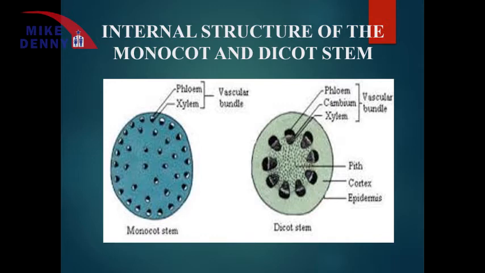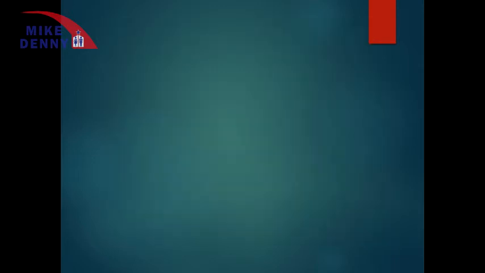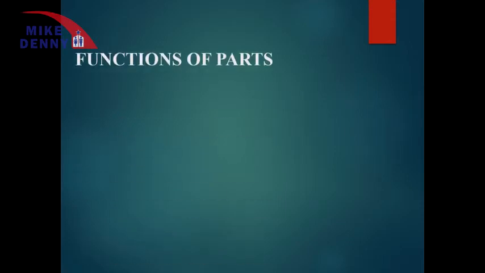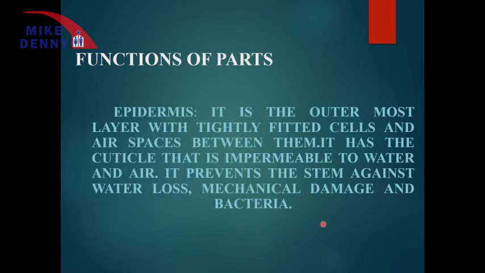Then we'll get to the functions of parts of the stem. Under functions of parts, we'll take the epidermis. We'll say it is the outermost layer with tightly fitted cells and air spaces between them. It has the cuticle that is impermeable to water and air, so it protects the stem against water loss, mechanical damage, and damage by bacteria.